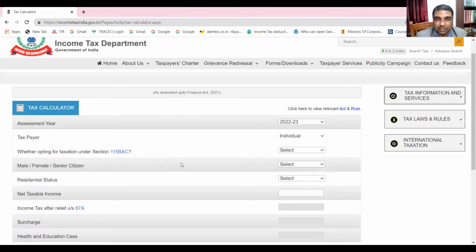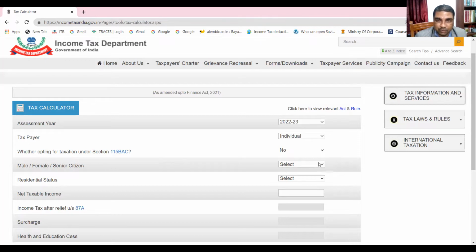So right now we are saying no, not opting for the new scheme. You will go for the scheme that we are learning here. So let me give the option no. Understood? No means you are going for the normal scheme, not the new scheme. Okay, friends?